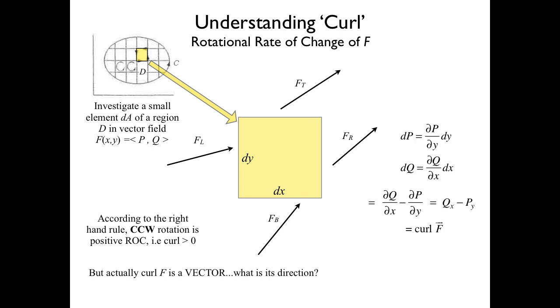What's that? Positive z, right? So right-hand rule. Counterclockwise, going around in the xy plane this way, means that this thing has a direction in the z direction. So as a vector, it's the magnitude times k, right? The direction in the positive z unit basis vector.